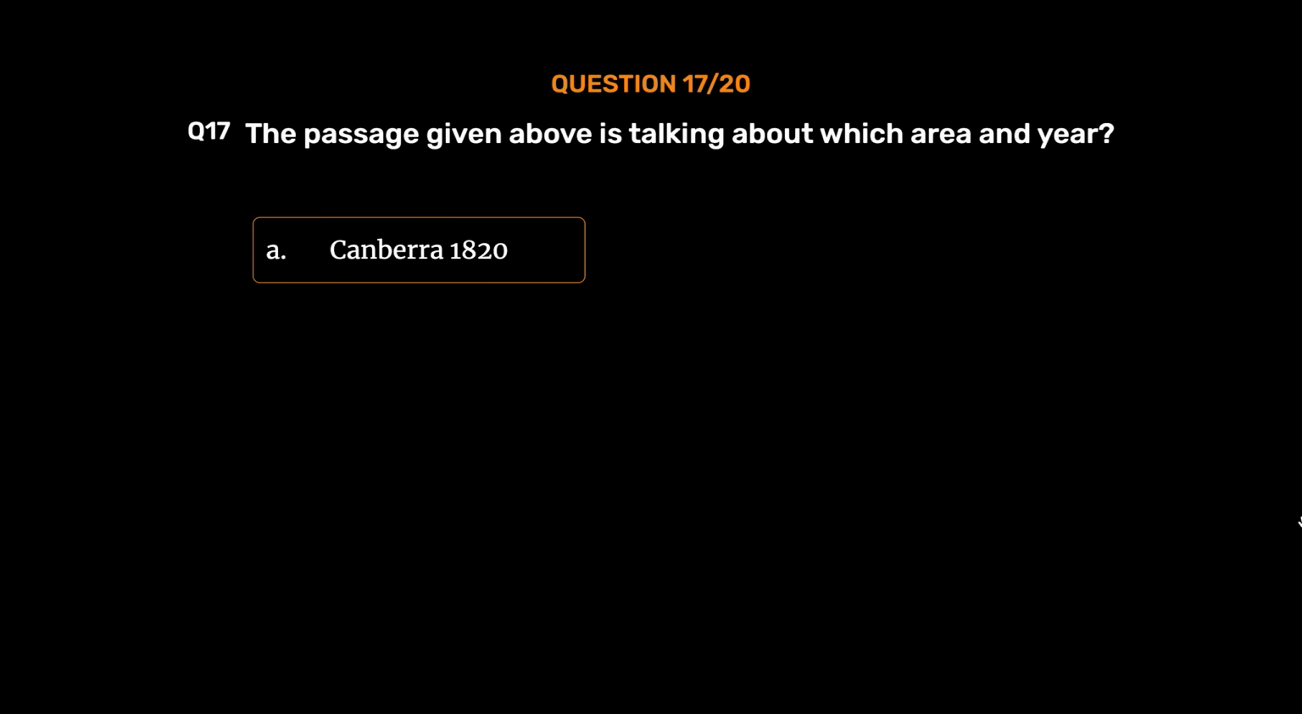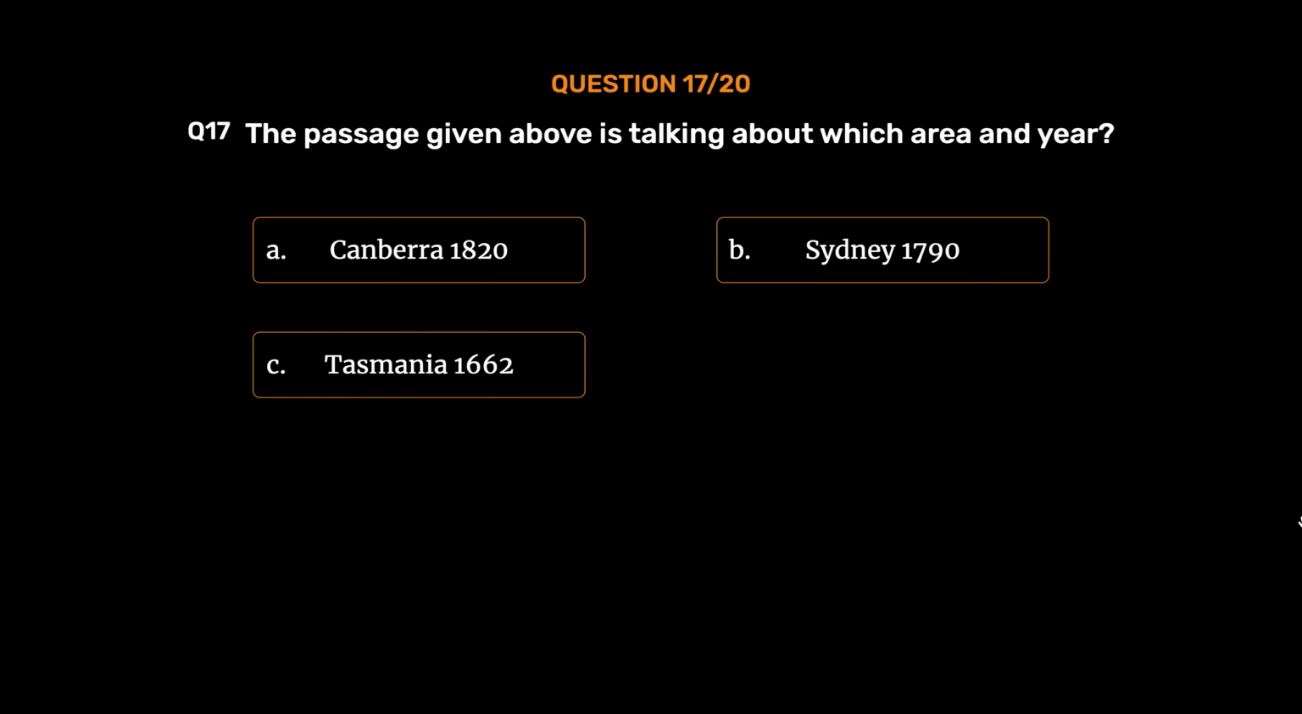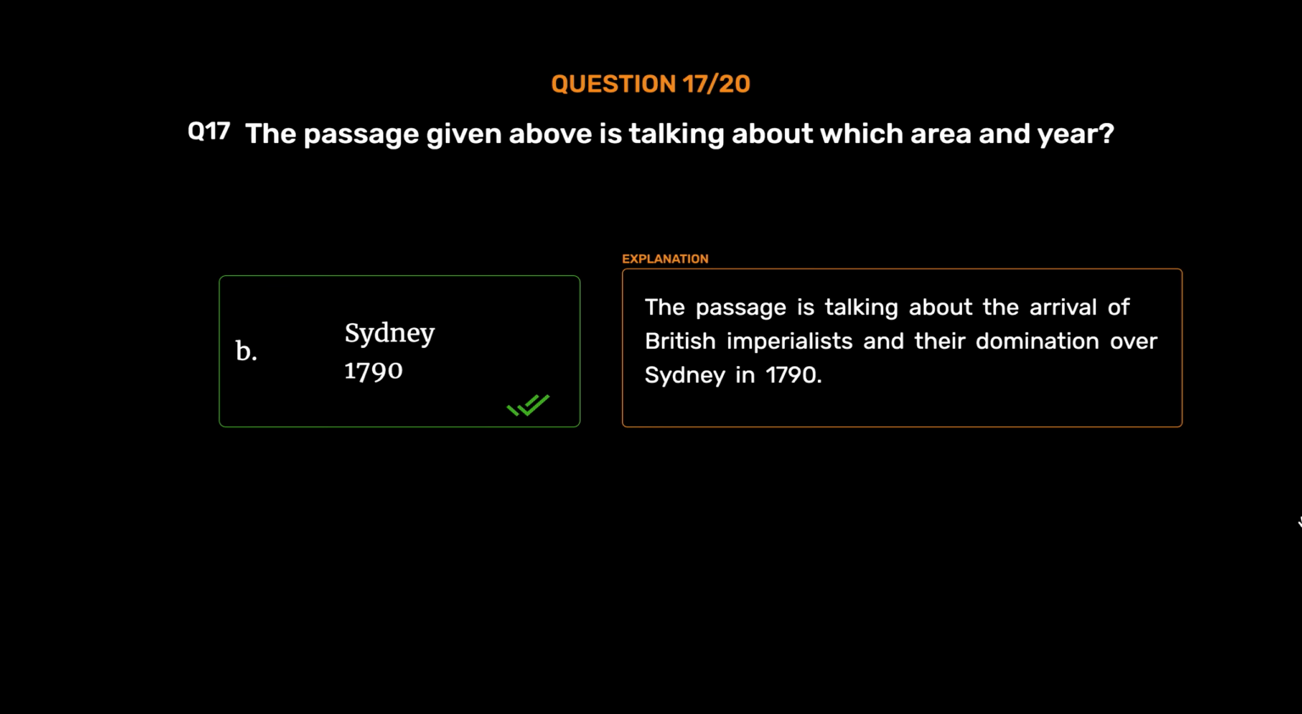Question number 17. The passage given above is talking about which area and year? Option A, Canberra 1820. Option B, Sydney 1790. Option C, Tasmania 1662. Option D, Botany Bay 1770. The correct answer is Option B, Sydney 1790. The passage is talking about the arrival of British imperialists and their domination over Sydney in 1790.